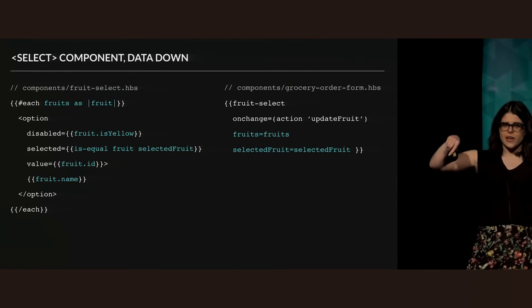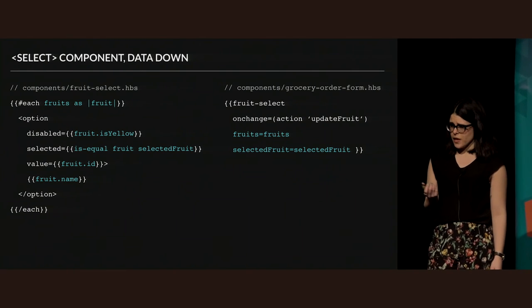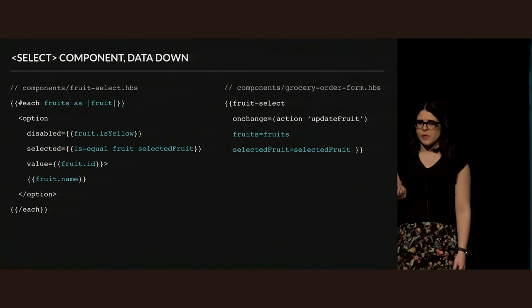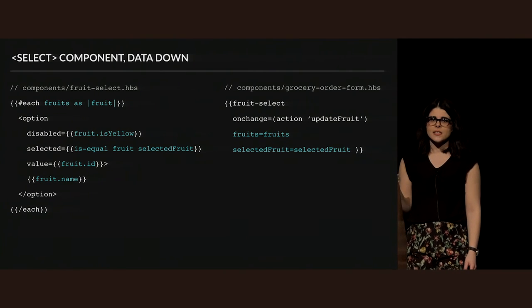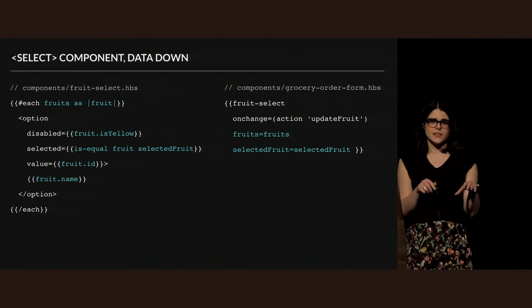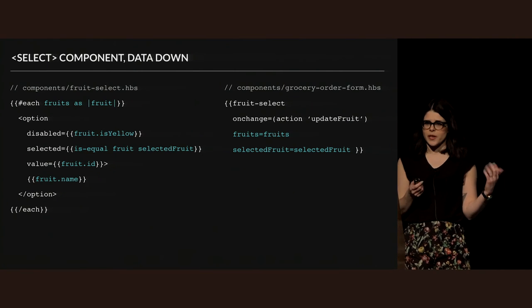How about doing data down once we've turned this into a component? So it's going to look actually pretty similar. We're still going to iterate over our fruit, and this time we'll just need to, wherever the component is called, pass in that array of fruits, and pass in the selected fruit as an initial value. And we haven't really had to change much of our template. We're just making sure we send in good data.